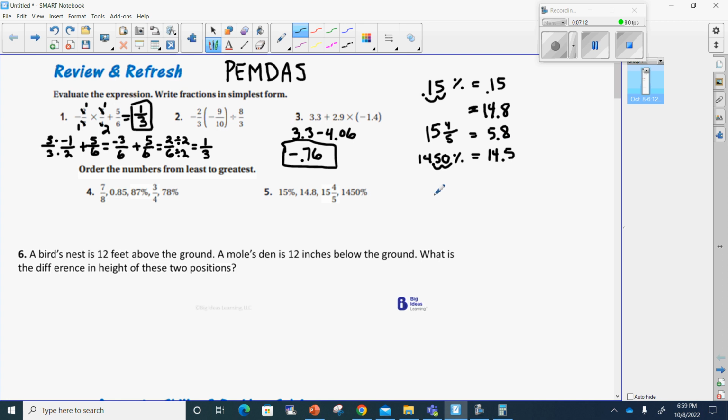All right, so now I got to go from least to greatest. The smallest number here is definitely going to be, I'm sorry, I thought this was a 5 and 4/5. It's actually 15 and 4/5. So this would be 15.8. So the smallest number here is definitely 0.15. So that's going to be my 15%. My next smallest number is going to be my 14.5. But remember, that was 1,450%. So I got to write that as they gave it to me.